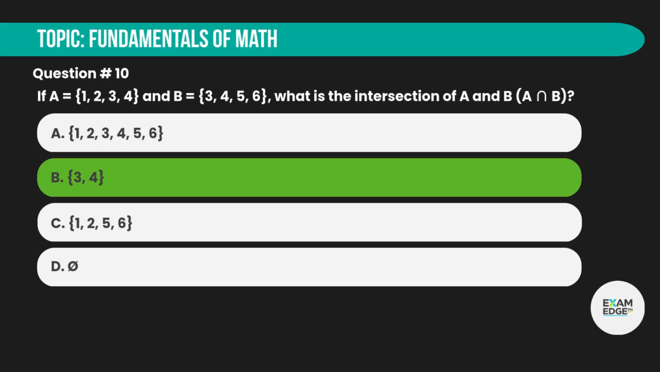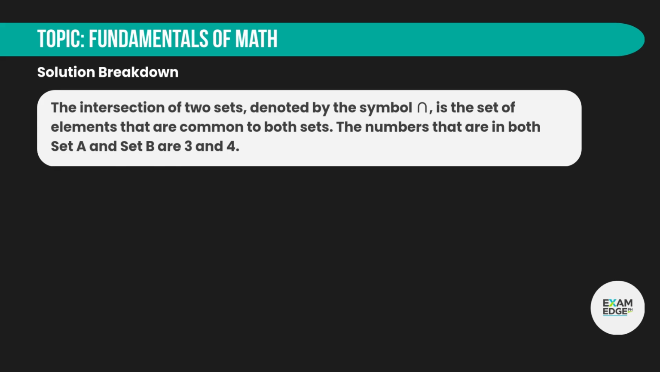Correct answer. B. Set 3, 4. Solution breakdown. The intersection of two sets, denoted by the symbol, is the set of elements that are common to both sets. The numbers that are in both set A and set B are 3 and 4.